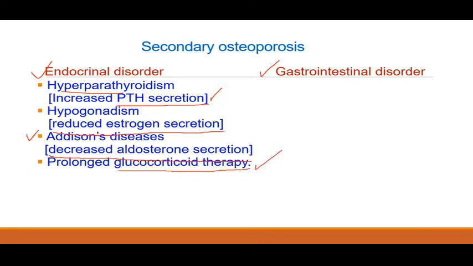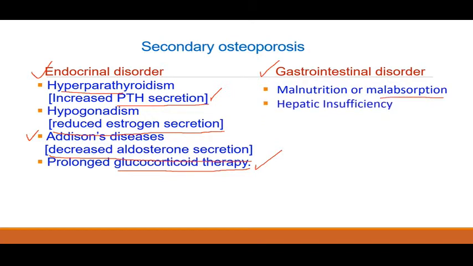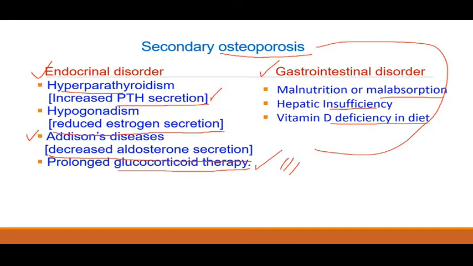As far as gastrointestinal disorders are concerned, these are malnutrition or malabsorption, hepatic insufficiency, and vitamin D deficiency in diet. So it is quite clear here that this type of osteoporosis is caused by a large variety of causes, which are mainly responsible for some other disorders but are also associated with the osteoporosis.